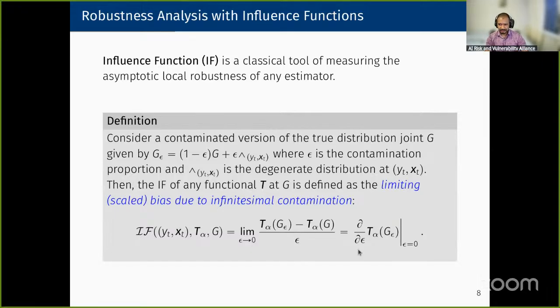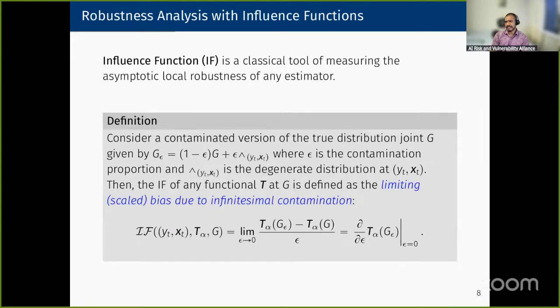So this becomes kind of like a partial derivative. So that's the idea, that the influence function measures the limiting amount of change or perturbation a contamination can bring in to a certain estimator, a certain functional of the data distribution.